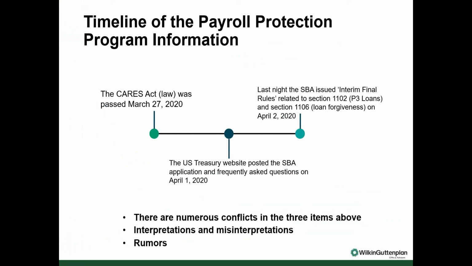There is numerous conflicting guidance in the three information points you see above. The law was written quite late at night and in a short period of time. So the law itself, if that's all you had, has a number of inconsistencies in reference to itself. The form and the instructions for the form and the frequently asked questions have inconsistencies from the law. And what we got last night in the form of the interim final rules have inconsistencies with, in some cases, both the law and the instructions that have been provided.